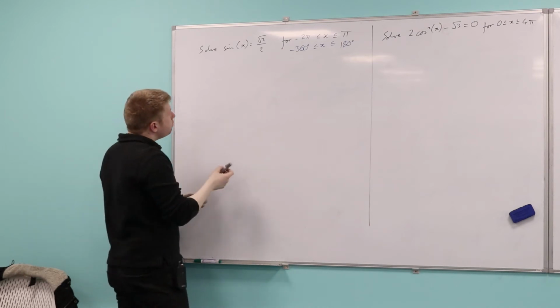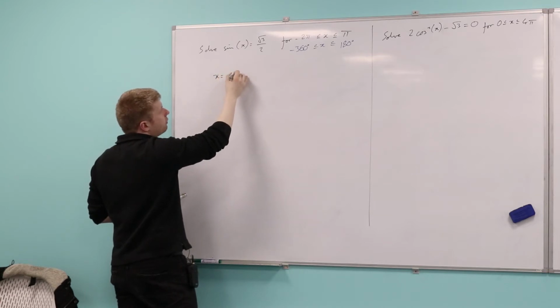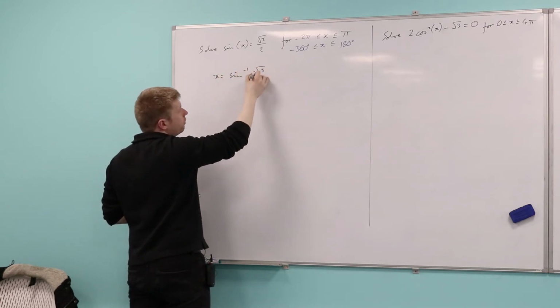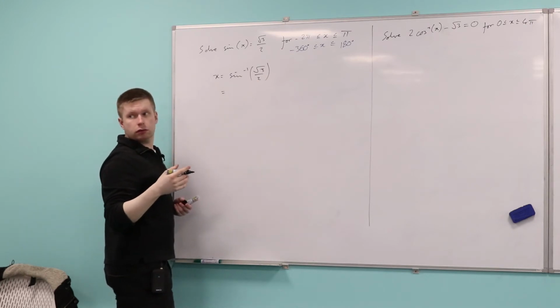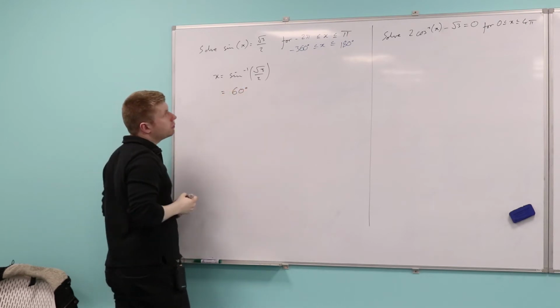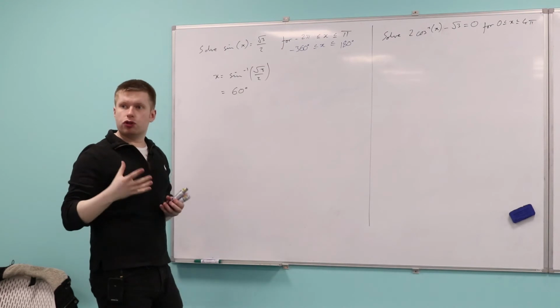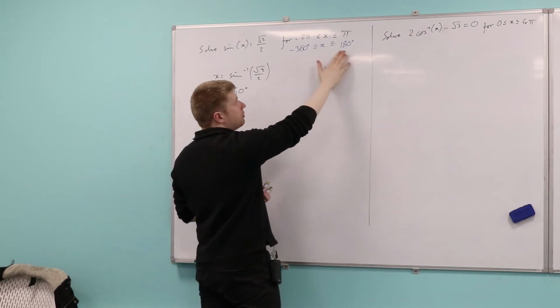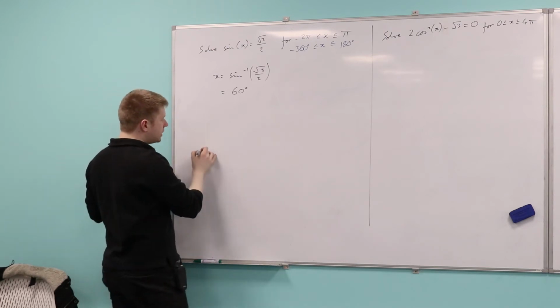First things first, I need to find my base angle. I can do that by taking the sine inverse of root 3 over 2. Or you might know it. Does anybody know it? 60 degrees. Perfect. So that's my base angle. Now it comes to drawing the graph. I just need to be careful because I need to make sure I capture all of that domain. So I'm just going to draw a nice long line in.